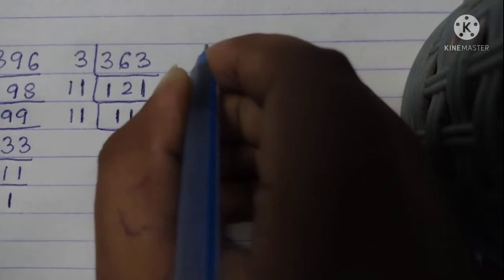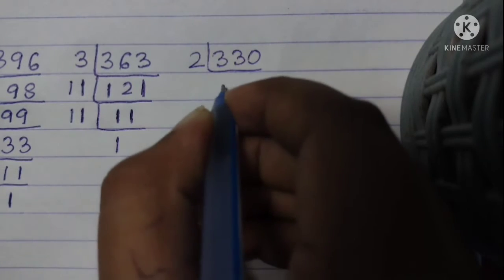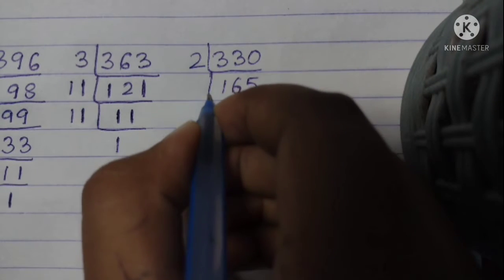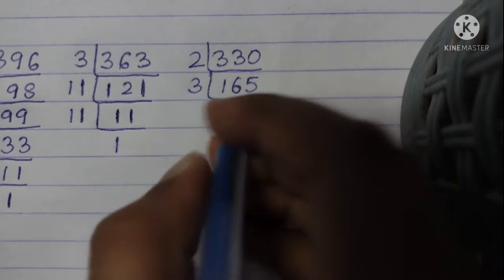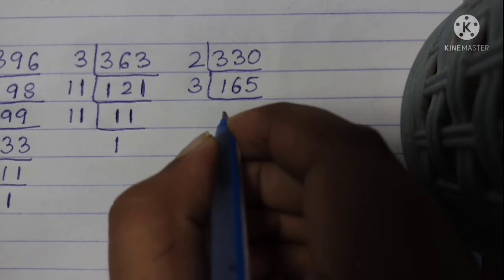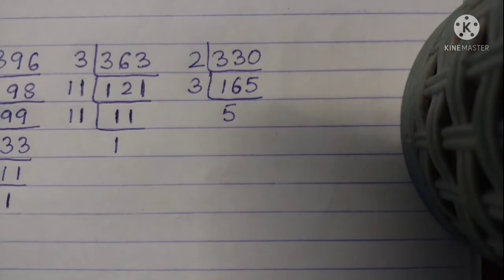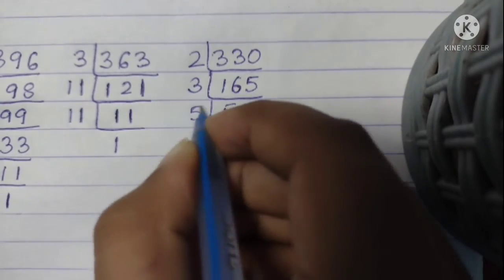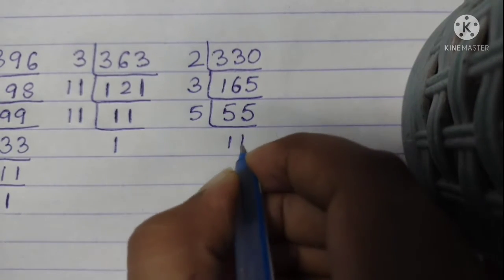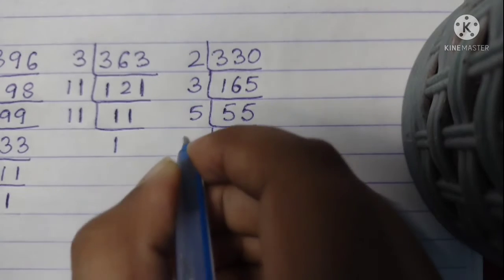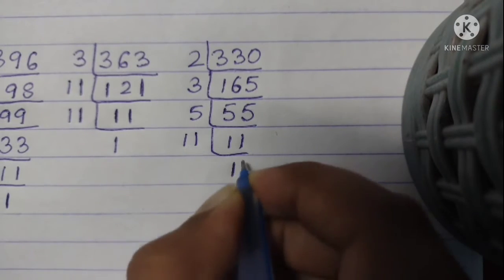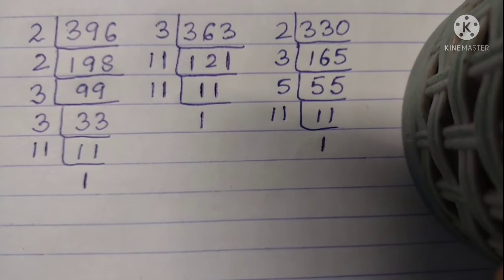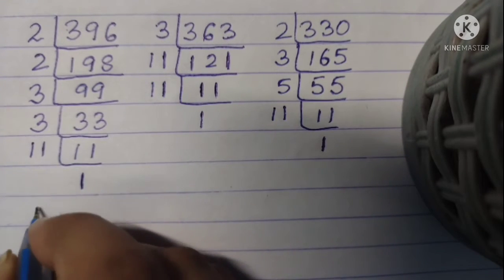Now let's see 330. It is divisible by 2. So what is the quotient? 165. It is divisible by 3. What is the quotient? 55. 55 is divisible by 5. The quotient is 11. 11 is divisible by itself. The quotient is 1. Now let's list down the factors.